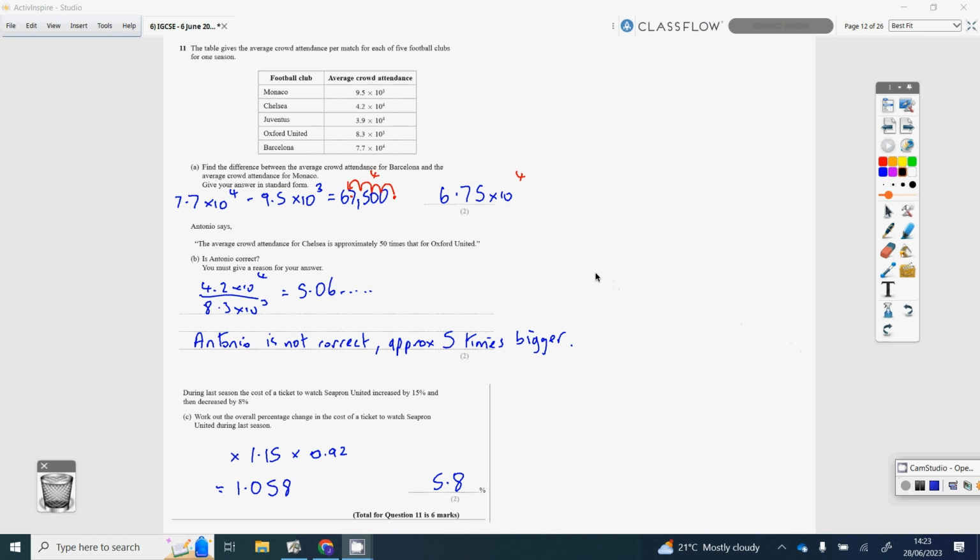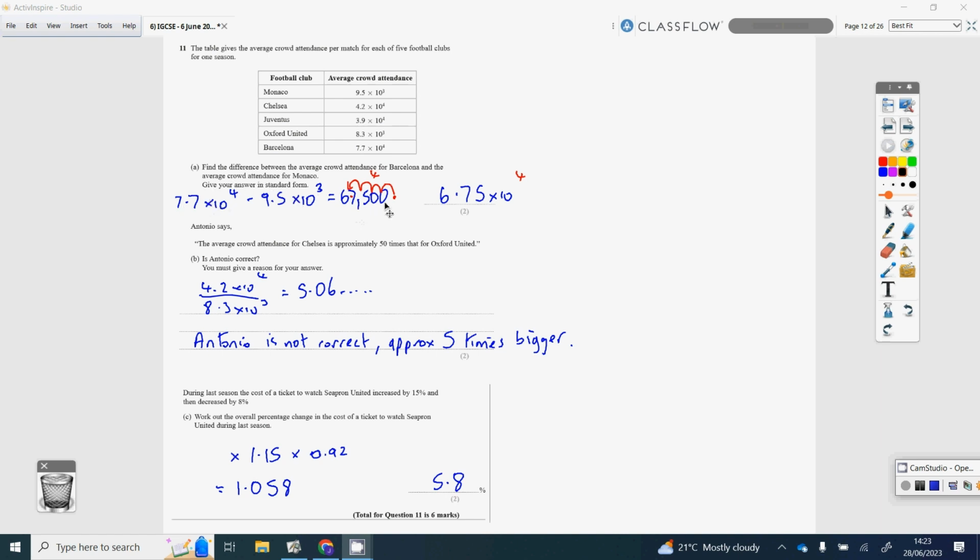Question 11. Part A, find the difference between the average crowd attendance for Barcelona and Monaco. So Barcelona is 7.7 times 10 to the 4, and Monaco is 9.5 times 10 to the 3. So obviously the difference, you just take one away from the other. So I just simply pop that into your calculator.